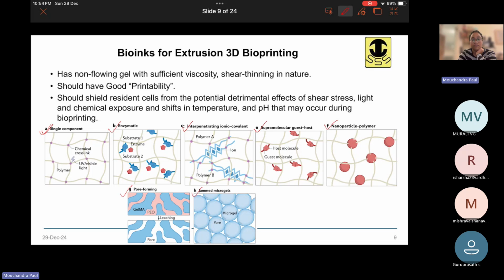So these are almost 7 ways by which you can think to start making a bio ink for extrusion-based 3D bioprinting. Ultimately, the choice of the material depends on what type of bioprinter you have, first of all, and what kind of tissue you are going to target. So, accordingly, the material will be chosen, and parameter optimization, etc., will be done for the printing process. Okay.